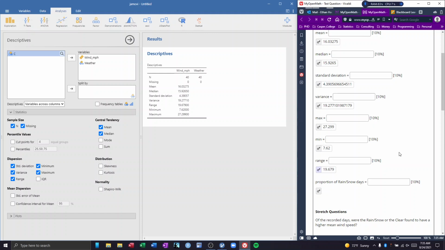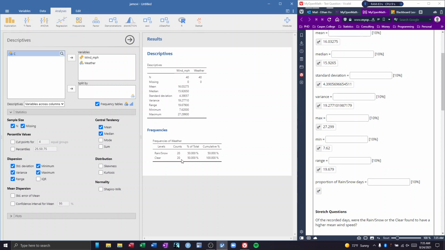Okay, so the other thing that we're looking for is the proportion of rain versus snow days. Now if we look up here, it really doesn't give it to us at all. We're kind of missing this piece. So what we can do is include a frequency table, and a frequency table will let us know how many of these rain and snow days we have.